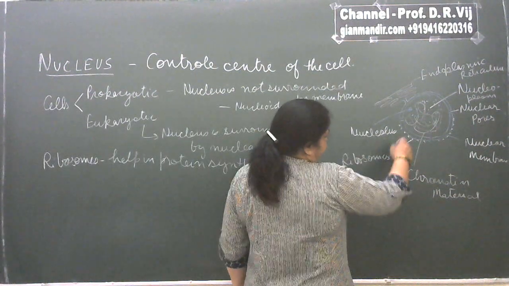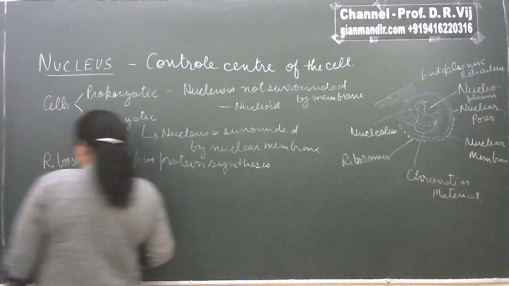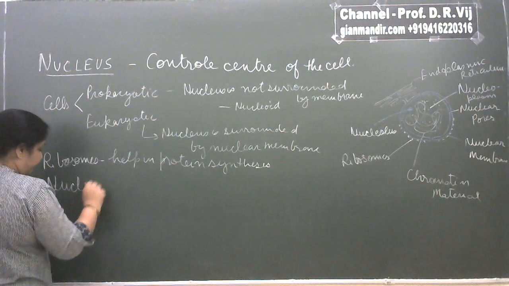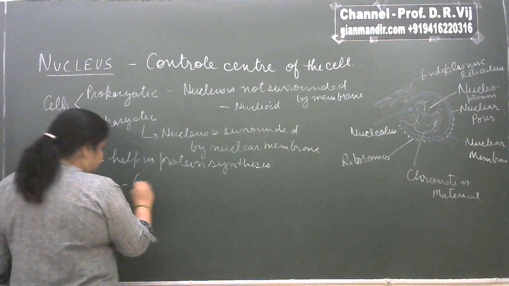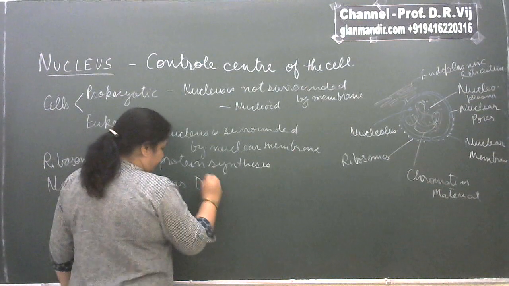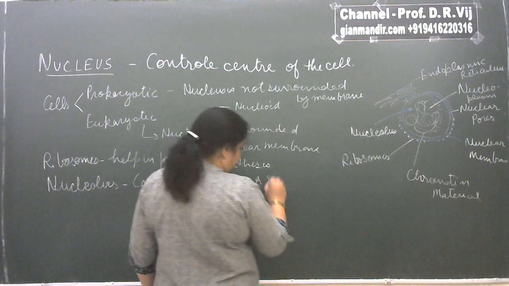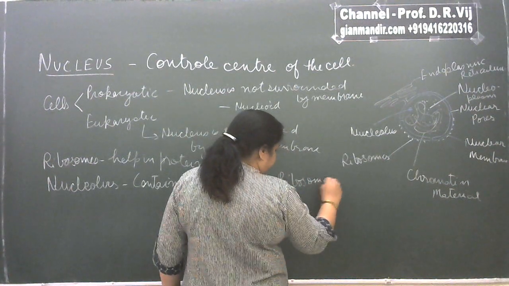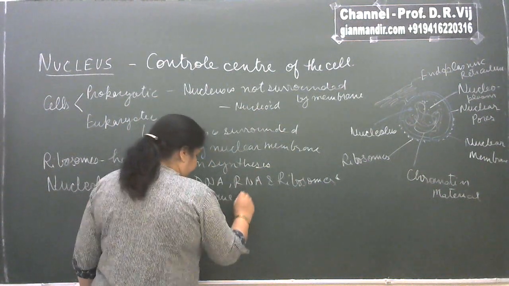And you have seen here there is nucleolus. So nucleolus, as I said, is visible only when the cell is not dividing, and it contains DNA, RNA and ribosomes, and of course some enzymes.